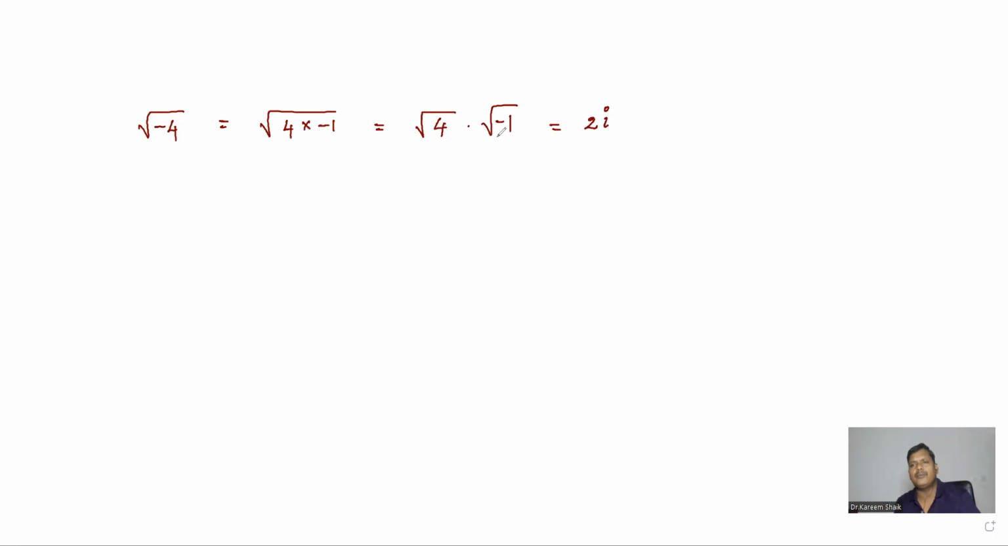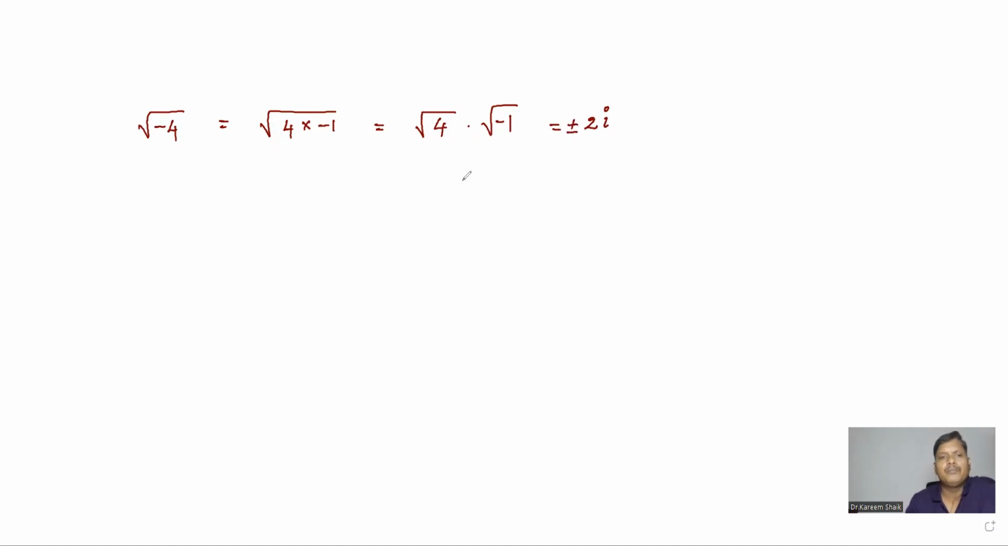Now, we will discuss further concepts. Suppose I am taking the square root of -4. Can I write it as the square root of 4 into the square root of -1? So can I write it as 2i? Because the square root of -1 is i, and the square root of 4 is 2. But square root means you have to take plus or minus.